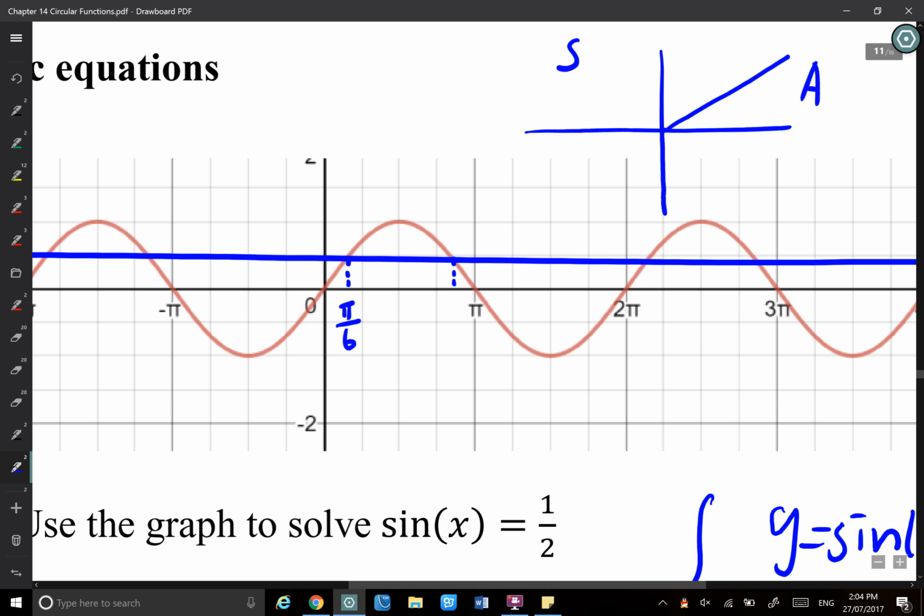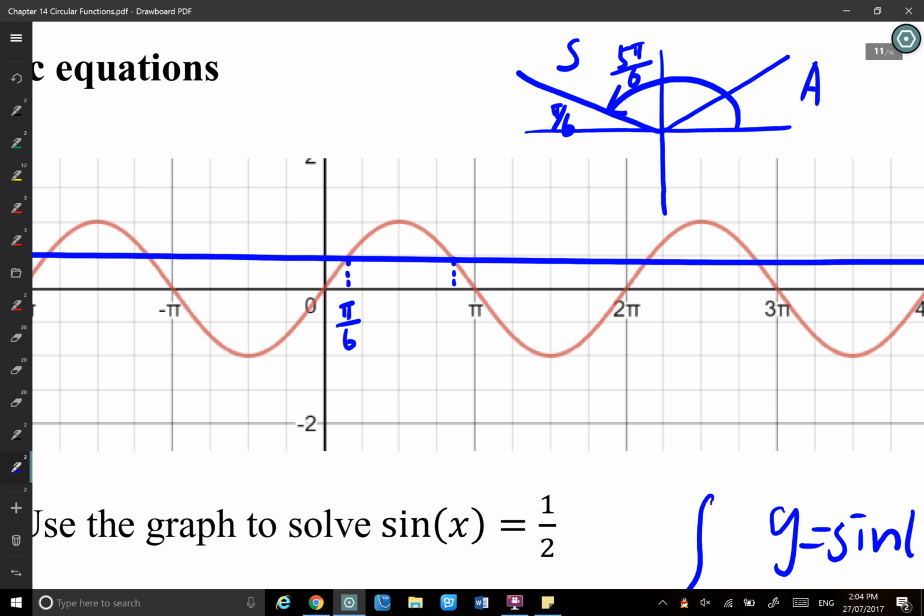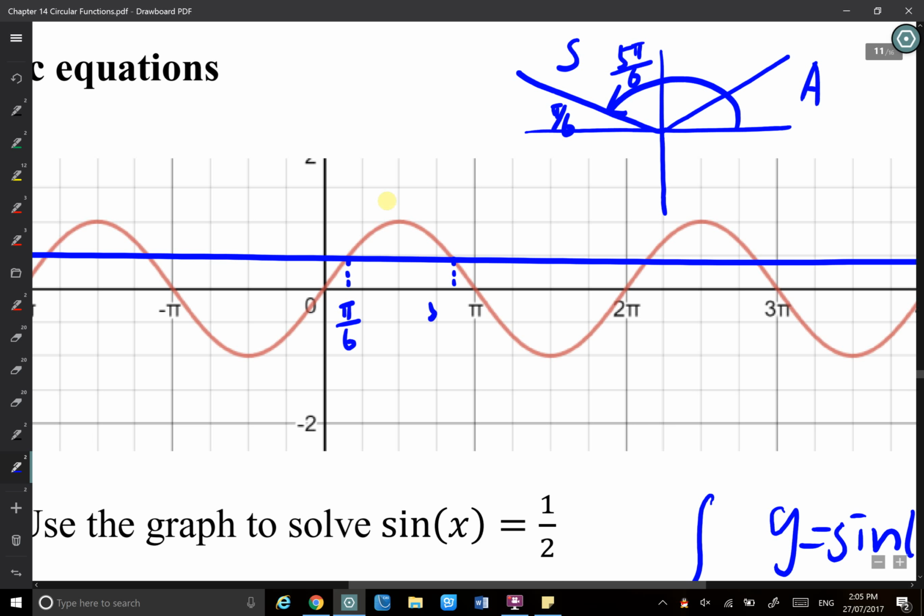The sine quadrant is here. With this angle, here is pi on 6. So the actual angle is 5 pi on 6 in this case. In the second quadrant, because sine is positive, with the reference angle pi on 6, the actual angle is 5 pi on 6. So I have 5 pi on 6 here.